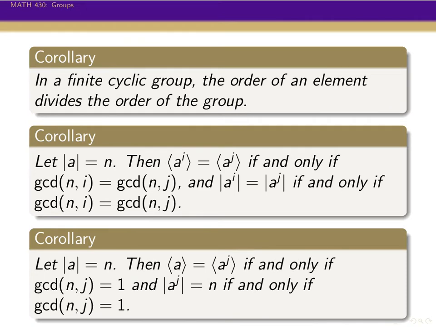And then lastly, for this slide, this last corollary is just taking the last corollary and setting i equal to 1. That means that the subgroup generated by a is equal to the subgroup generated by a to the j if and only if the GCD of n and j is 1, and that's because the GCD of n and 1 is always equal to 1. So this is just plugging 1 in for i.